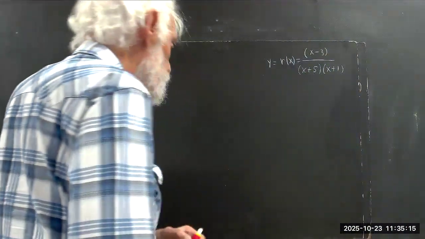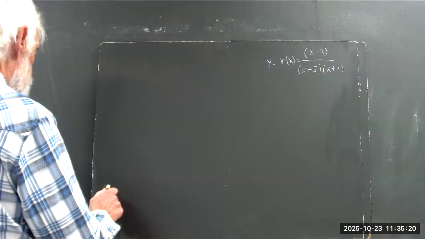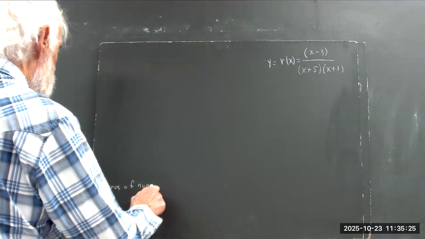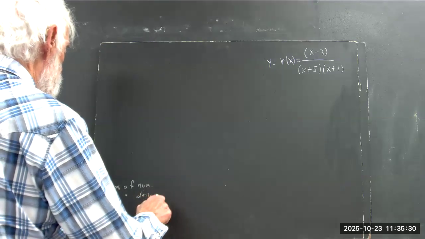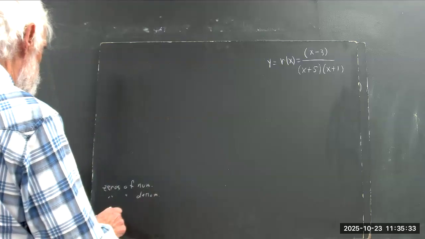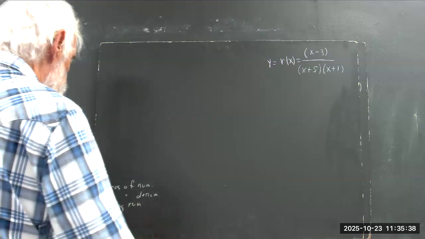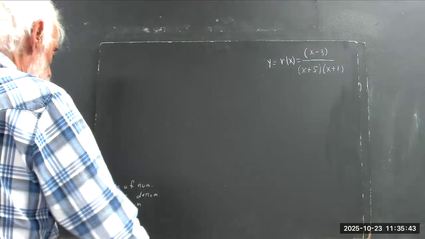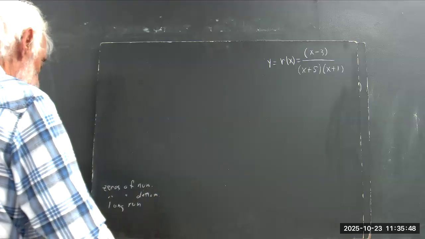And I'm going to just write out a couple of reminders, and I want you to write them in, okay? I just write them over here where I might not need the space. Zeros of the numerator, zeros of the denominator, and the long run. Make sure we at least focus on those things.